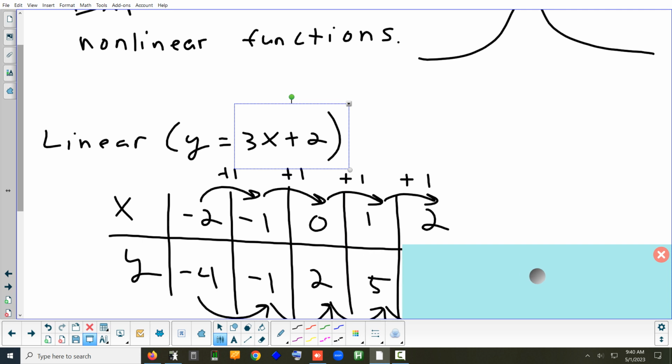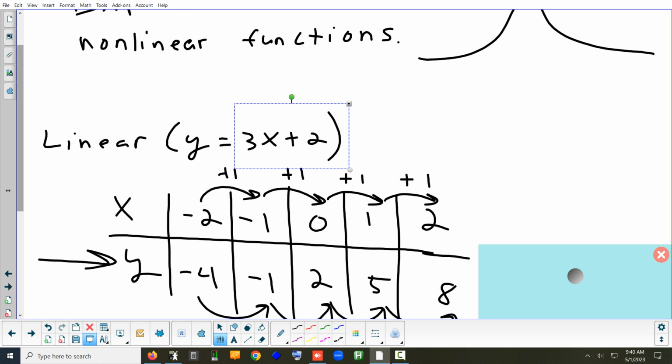And Emily, my last value I need to plug in is 2 for x. What's 3 times 2? 6. And then plus 2? 8. Now, I want to look at this bottom row.